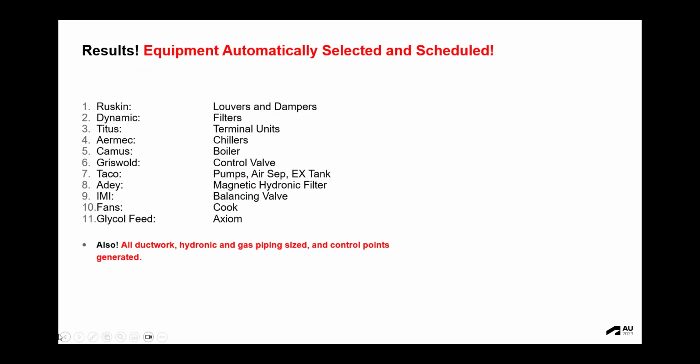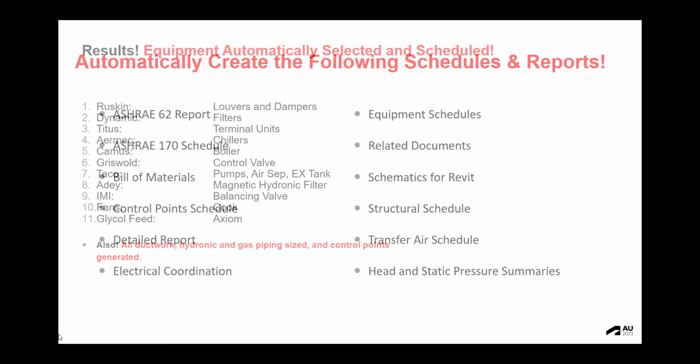So we can automatically select equipment and schedule it. The project that I just showed you on the screen, we selected Ruskin dampers and louvers, Dynamic filters, Titus terminal units, AAON chillers, Camus boilers, the Griswold control valves, Taco products, pumps, air separator, expansion tanks, ADI magnetic filters, IMI balancing valves, Cook fans, and glycol feed Axiom, all automatically done, as well as the ductwork and hydronic and gas piping sized and all the control points generated for the project.